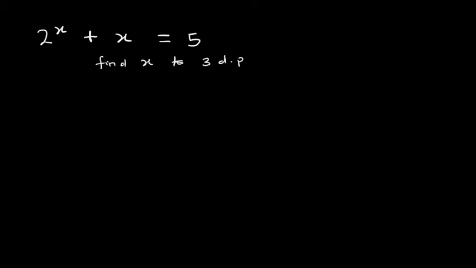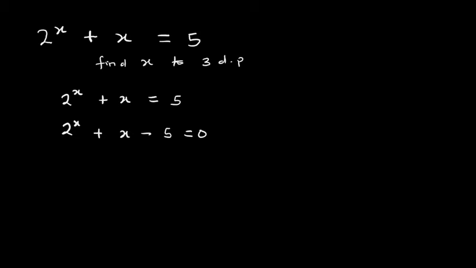Let's see, we have 2 to the power of x plus x is equals to 5. The first thing I'm going to do is to transfer the 5 to the left hand side. I'm going to write it this way: 2 to the power of x plus x minus 5 is equals to 0. So the next thing I'm going to do is to guess a value of x that is likely to be the solution of our equation, starting from x is equals to 1.